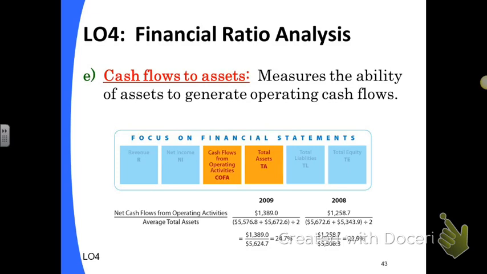Next, we have the cash flow to assets, and this measures the ability of our assets to generate operating cash flows. So our numerator here is, again, net cash from operating activities, and that's going to be divided by our average total assets. And again, this particular number went up from 22.9% to 24.7%. Basically this is indicating that our cash from operations increased at a proportionately faster pace than the average total assets for the year.